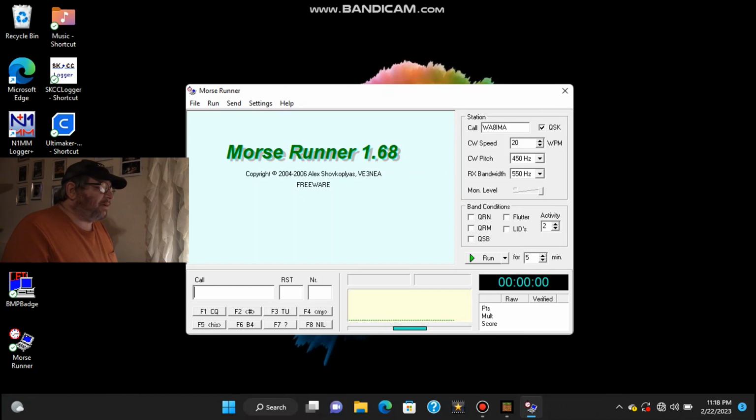We go down to the band conditions here. QRN is natural interference. QRM is man-made interference or manufactured interference. Actually, I might have those two mixed up, but I think they're correct that way. QSB, I don't know what that is, I just leave that off. Flutter is a weird fluttering type of sound that goes through the band. And then lids, that's a poor Morse code operator.